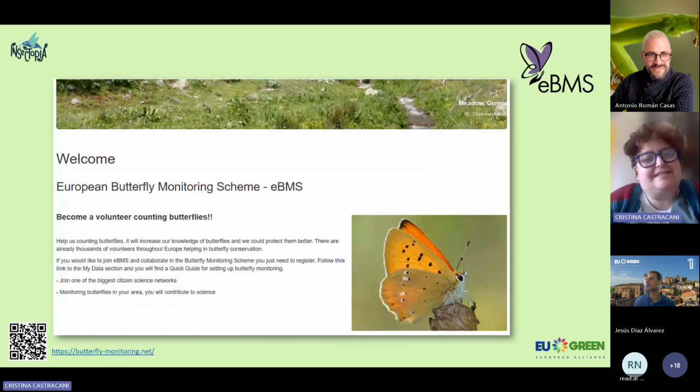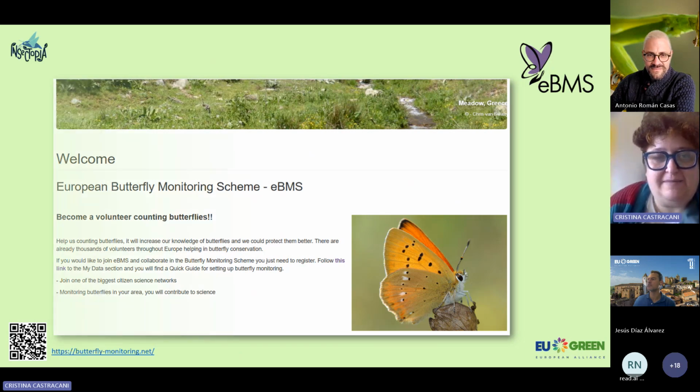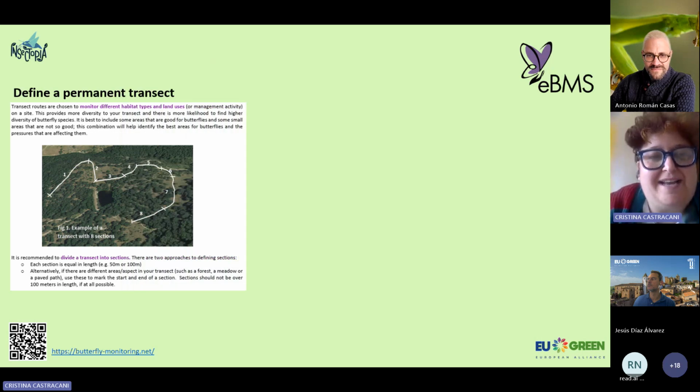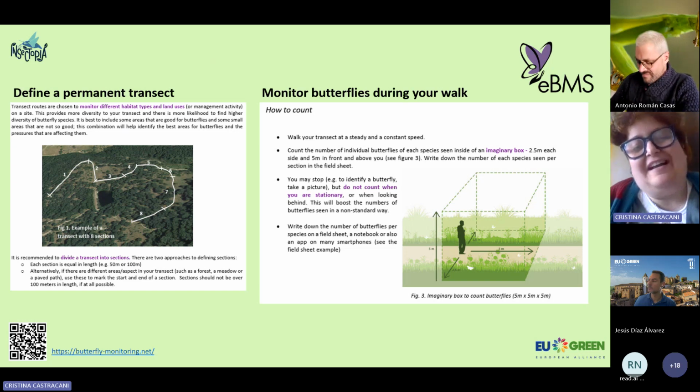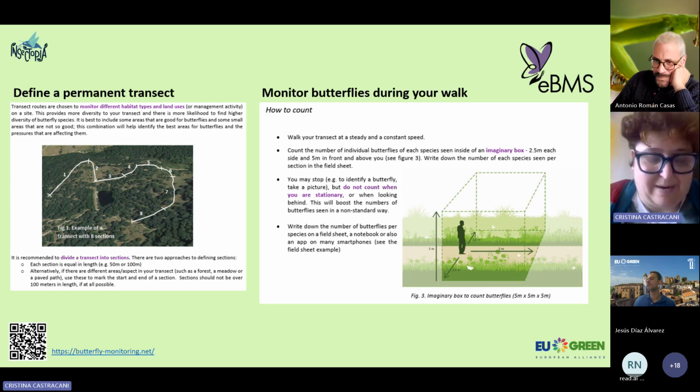Another interesting project is the European Butterfly Monitoring Scheme. This is more focused on butterflies. Here you can find the information on the website, so you can go there and collect the information that you need. But basically, in this project, you first have to define a transect. You contact the researcher and you decide together with them where you are going to place your permanent transect. And the idea is that you will work on this transect every year for a certain period of time. So you repeat continuously every year during the season when butterflies are there.